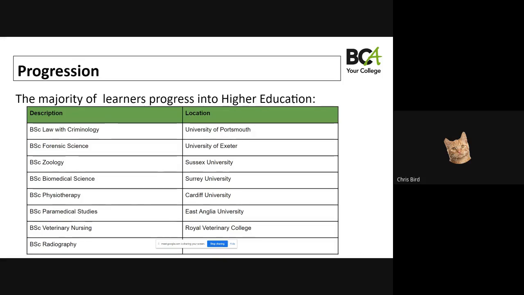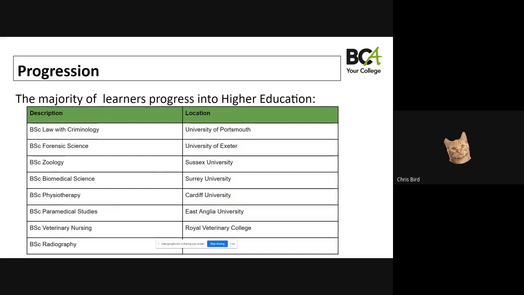Okay, so the most important part is progression. So most of our students will go to university. This year 97% of students went to university. Last year it was 96. These are some of the places they have gone to and some of the subjects they've studied. So things like biomedical science, zoology, forensic science, vet nursing.